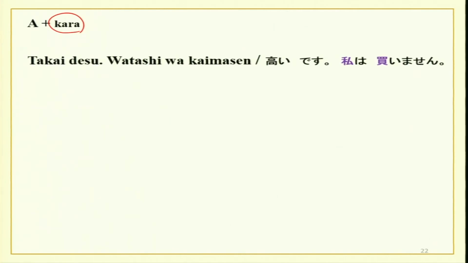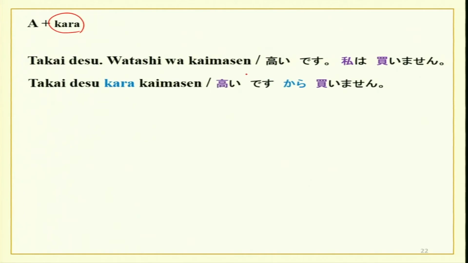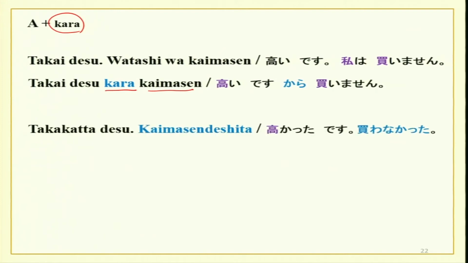So, takai desu. Watashi wa kaimasen. Very clear, it is expensive, I will not buy. How are we going to use kara over here? Takai desu kara, because it is takai, I will not buy. Now, in past tense, how are you going to use takai in past tense? Takai deshita. Are you going to say that? No. You will say takakatta desu.